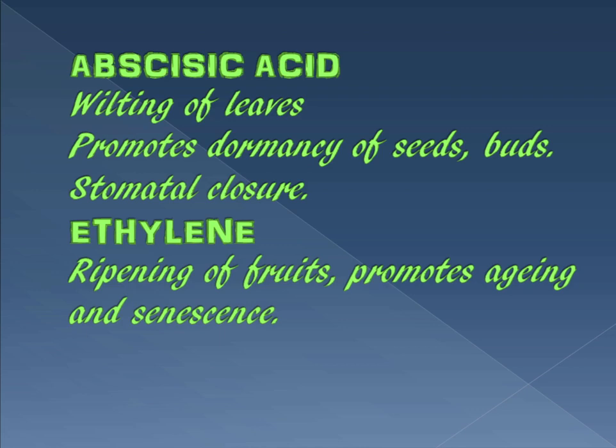Abscisic acid, they are mainly responsible for wilting of leaves, that is falling of leaves, and also they promote dormancy of seeds. Dormancy meaning inactive buds, and also responsible for stomatal closure, by which they inhibit the growth in plants. Ethylene. Ethylene is mainly needed for ripening of fruits and also promotes aging and senescence.